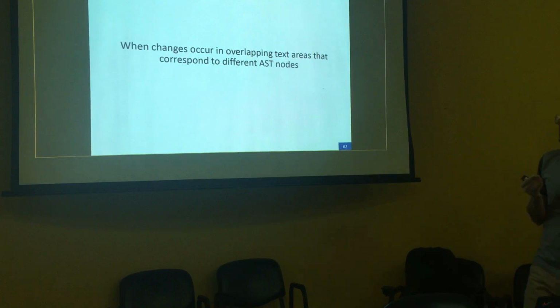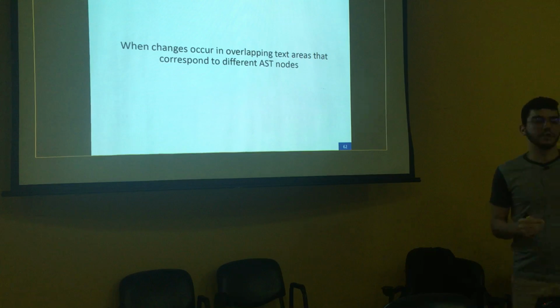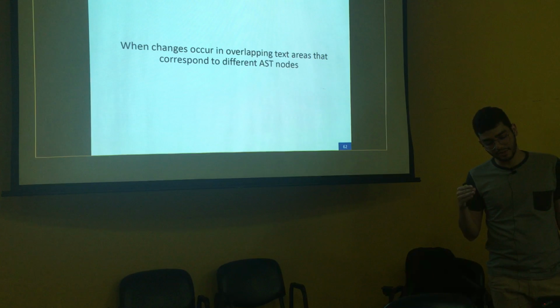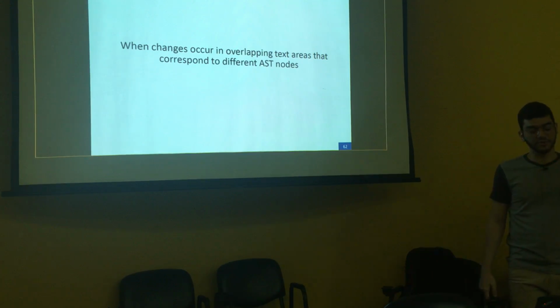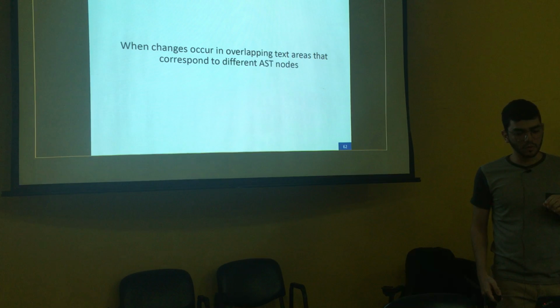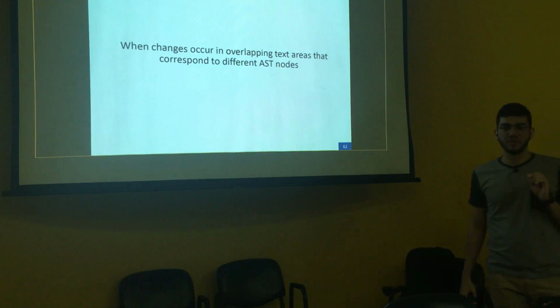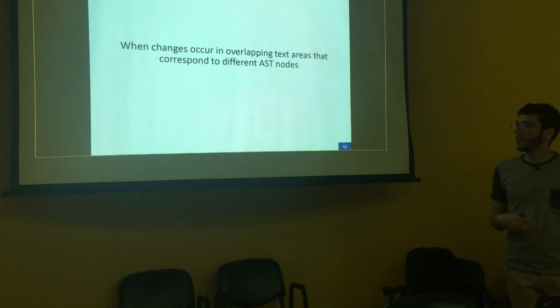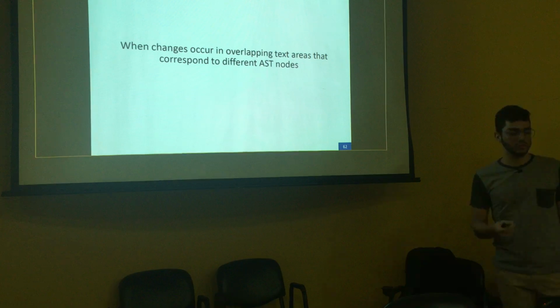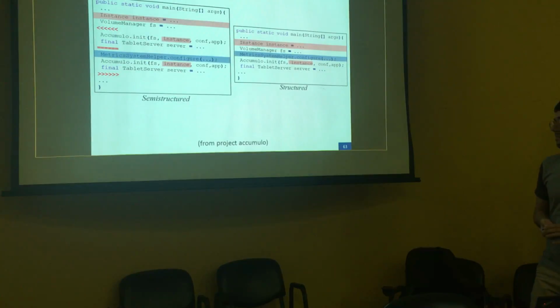So for question number 3, by analyzing developer changes, the conflict reported by one strategy and the code integrated by the other strategy, for a random sample of merge scenarios, we found that semi-structured merge reports a conflict and structured merge does not report one when changes occur in overlapping text areas that correspond to different tree nodes. Let me show an example.